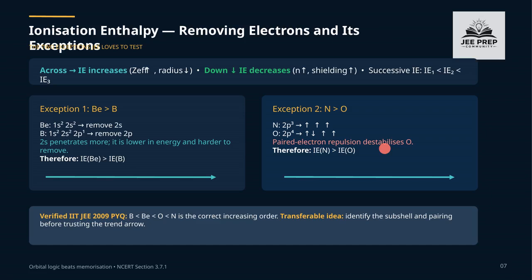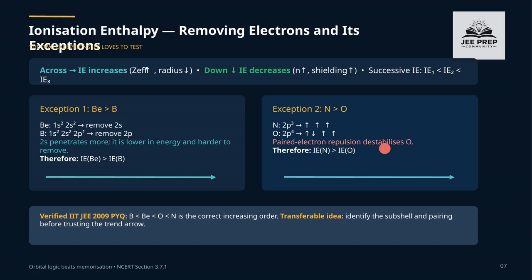The same type of exception explains oxygen and sulfur. Oxygen has a compact 2p shell and a value around minus 141 kilojoules per mole, while sulfur is around minus 200. Again, the larger shell reduces repulsion for the incoming electron.